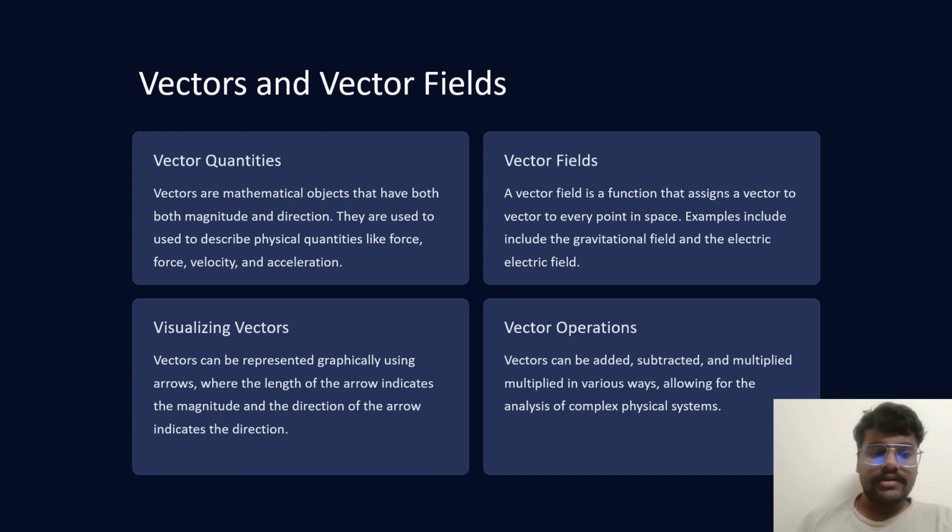Visualizing vectors. Vectors can be represented graphically using arrows, where the length of the arrow indicates the magnitude and the direction of the arrow indicates the direction. Vector operations. Vectors can be added, subtracted, and multiplied in various ways, allowing for the analysis of complex physical systems.